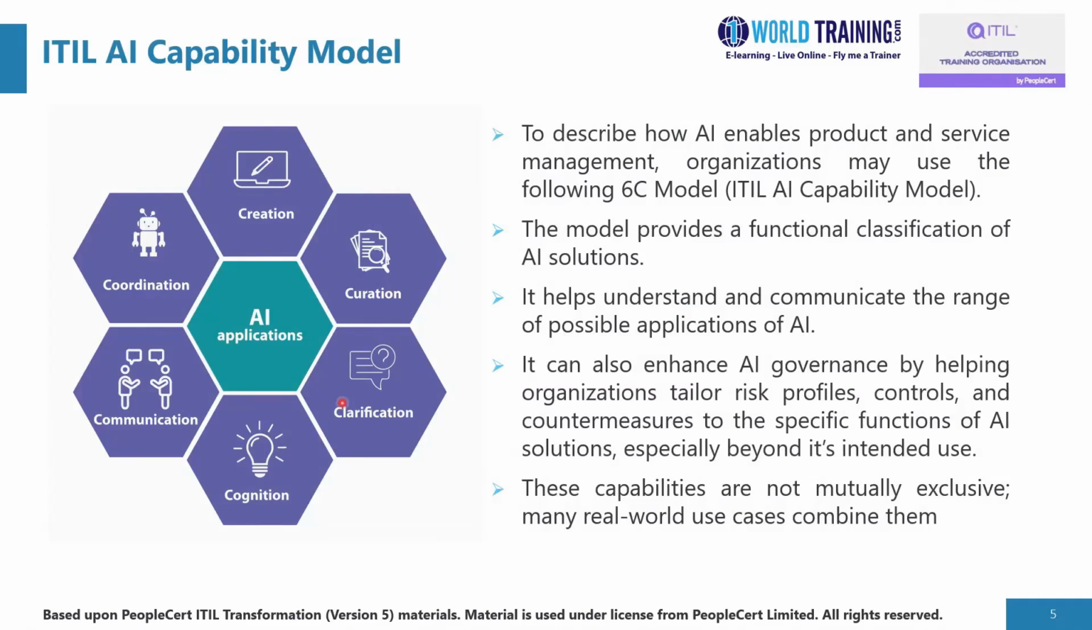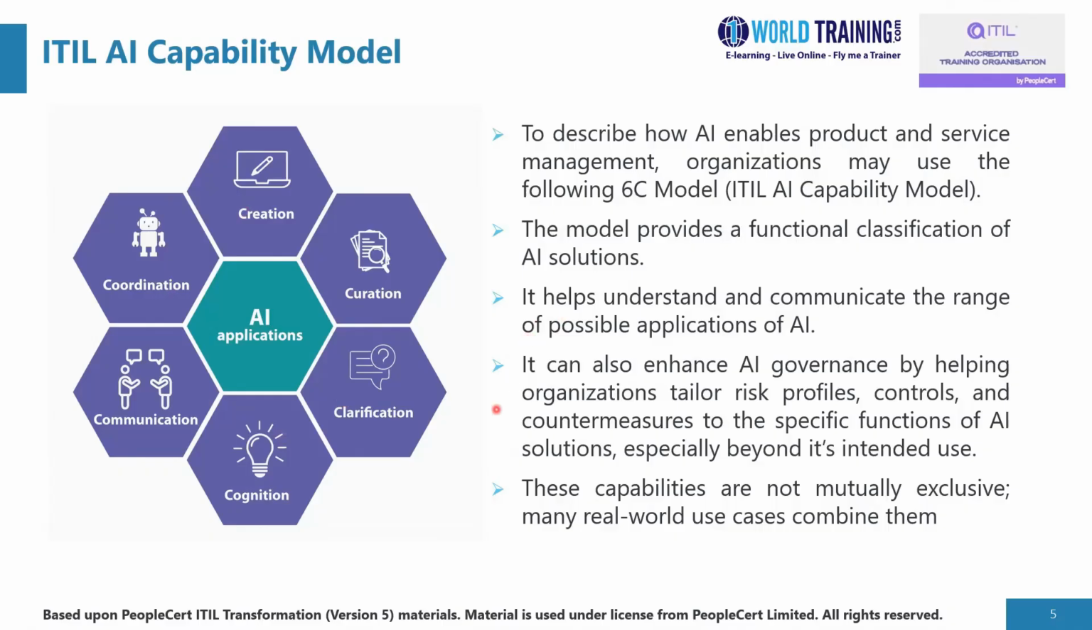ITIL AI Capability Model, also known as a functional classification of AI solutions. It is also called a 6C model because it has 6 C's. We start with creation, then curation, clarification, cognition, communication, and coordination, which means AI helps in these 6 areas. So these are the various possible applications of AI.